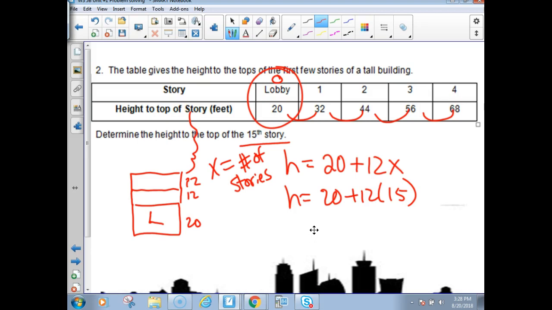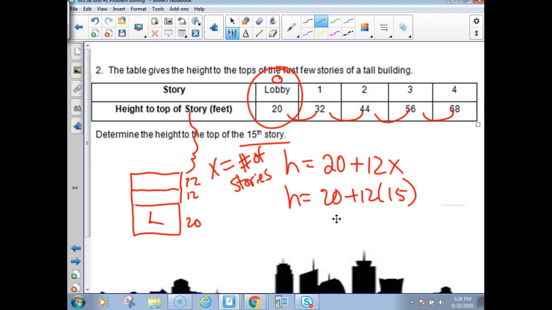I'm sorry? No, because it's not the same height. Okay? That's why I drew the picture, because I was making you think about, you got your lobby that's 20 feet tall, and then you start adding on 12 foot per story. They're not calling the lobby a story, so we had to make it like stories or 0. So we have to include it though in the height of the building.